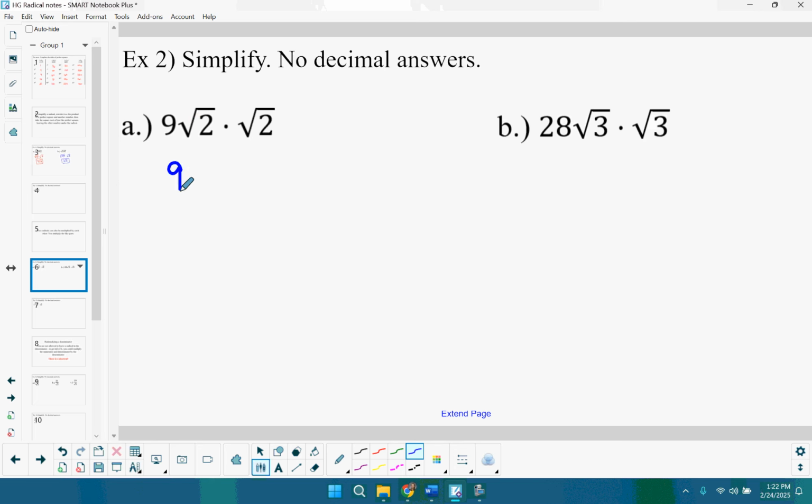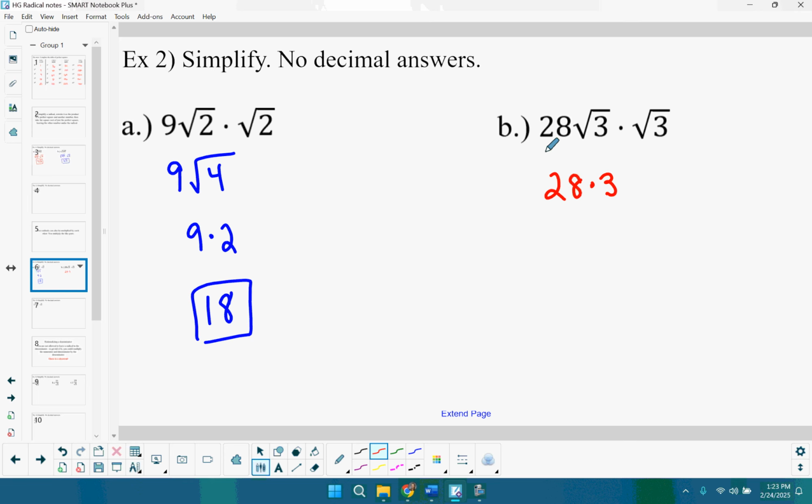The 9 didn't have anything in common to multiply it with, but the two root 2's, 2 times 2 is 4. The square root of 4 is 2, because 4 was a perfect square. So this is really 9 times a regular old 2, so my answer is 18. This is always going to happen if you have a radical times itself. Essentially, the radical symbol is going to cancel out, and you're just left with that number. So if we use that same idea here, 28 root 3 times root 3, the root 3 times root 3 is really 3. So this is just going to be 28 times 3, which is 84.